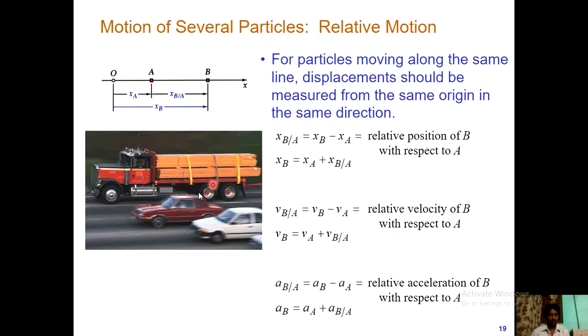So if you need to find the distance between this car and this car, that is the red car and the white car, x red car minus x white car equals x red by white. So this is all the notation. This goes the same for the acceleration also: same for the distance, same for the velocity, and same for the acceleration. So don't mess them up. They are very easy, they are just taking the reference.